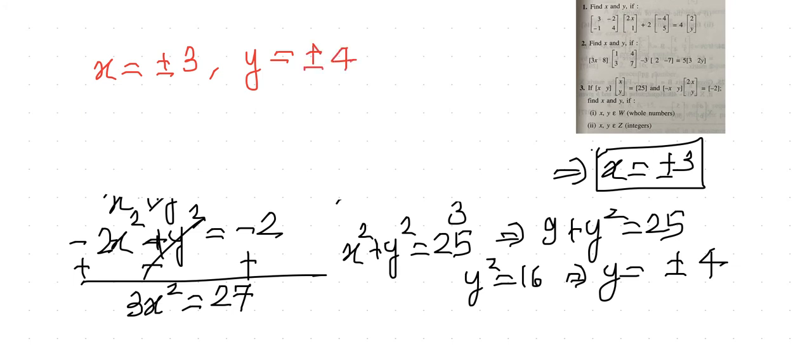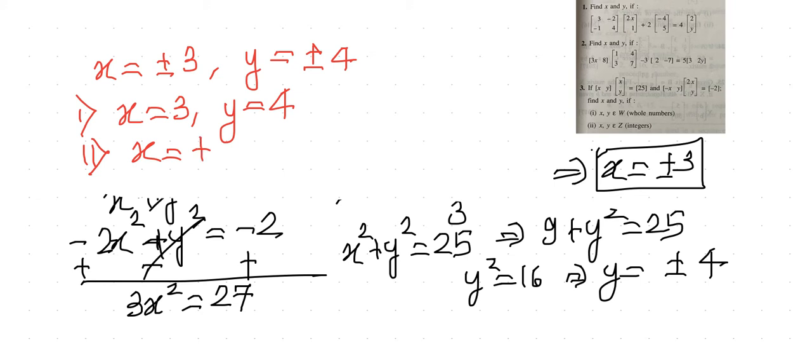Now for the first sub question, they are asking that you have to find the value of x and y if x and y belong to whole numbers. If they belong to whole numbers, clearly, children, the value of x will be equal to 3 and y will be equal to 4. Why? Because whole numbers do not include any negative numbers. So these are the values that you are getting. And what happens when it is an integer? Then x will be plus minus 3 and y will be plus minus 4. Alright, so this is the way this question has to be done.